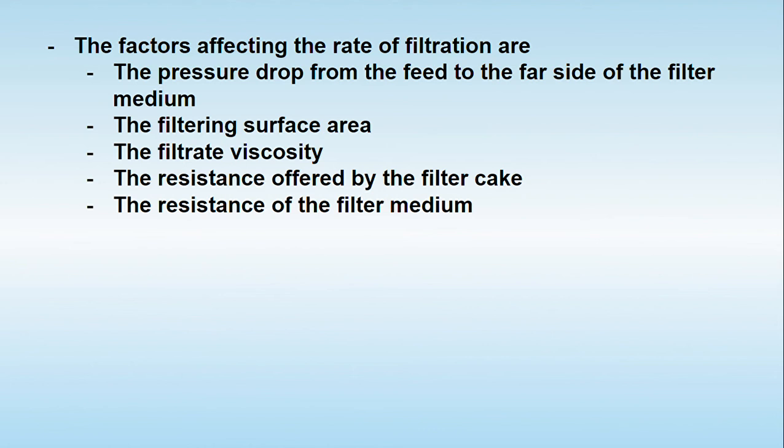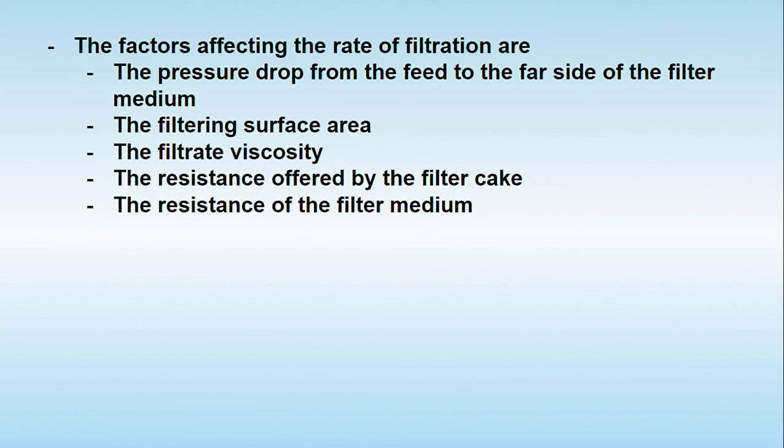So what we can say is that the factors affecting the rate of filtration are basically the pressure drop from the feed to the far side, or from the upstream to the downstream, which I already explained. The filtering surface area: try to increase it by taking a large filter medium, or you can take small filter media and arrange them in series. Also the filtrate viscosity, the resistance offered by the filter cake, and the resistance offered by the filter medium.